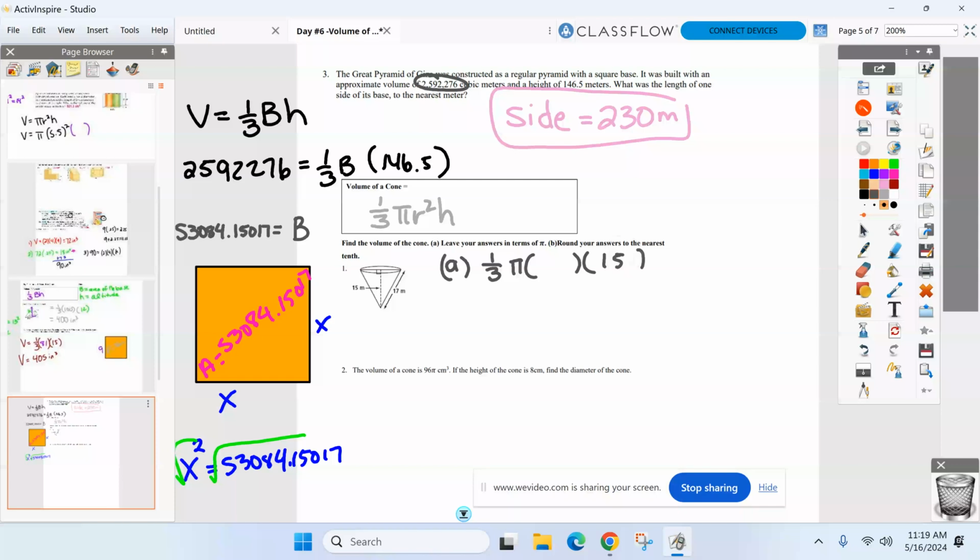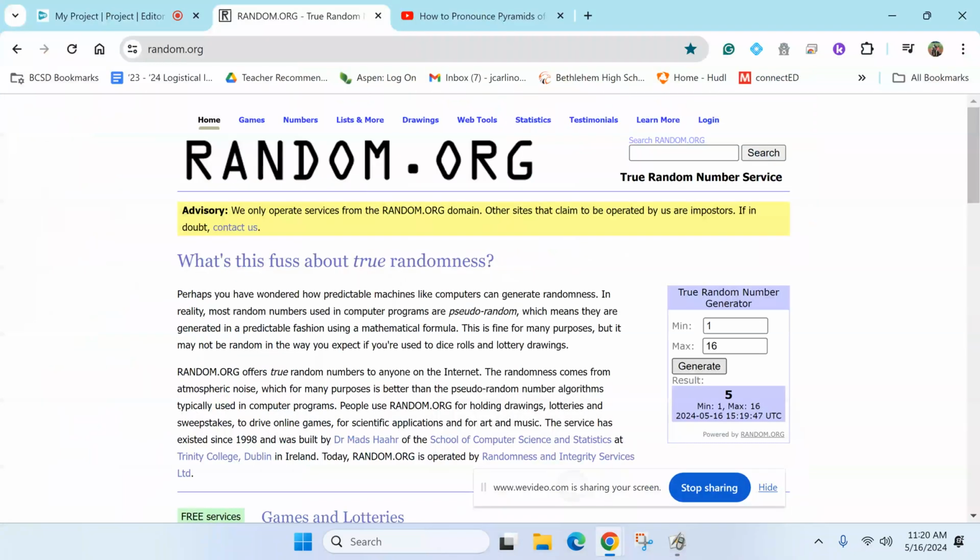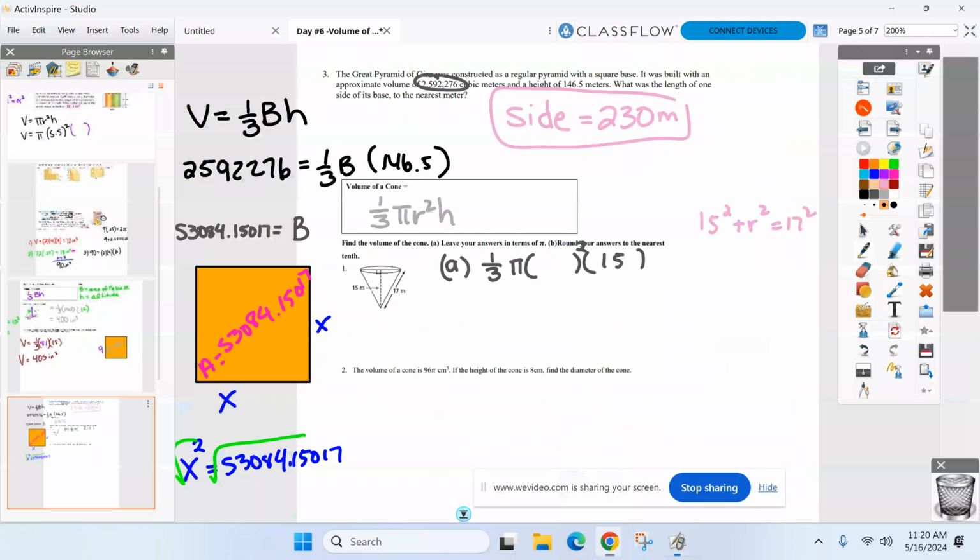And everyone doing Pythagorean theorem to find the radius, which I don't have, so I can square it. We got 15 squared plus r squared equals 17 squared. When you have it, let me know. Sorry, radius. We already know the height. 8, good work. Yep, radius is 8.